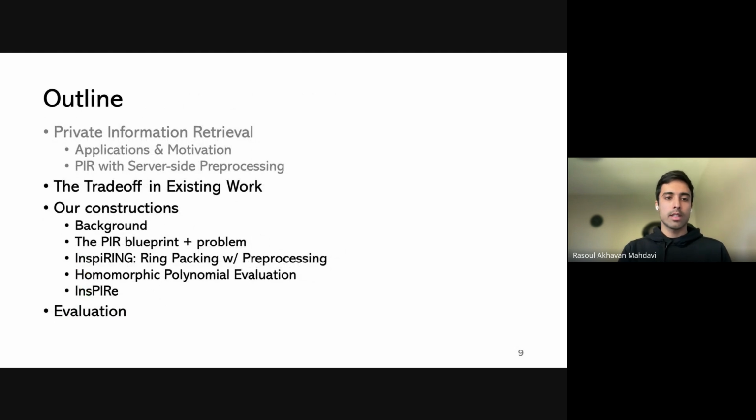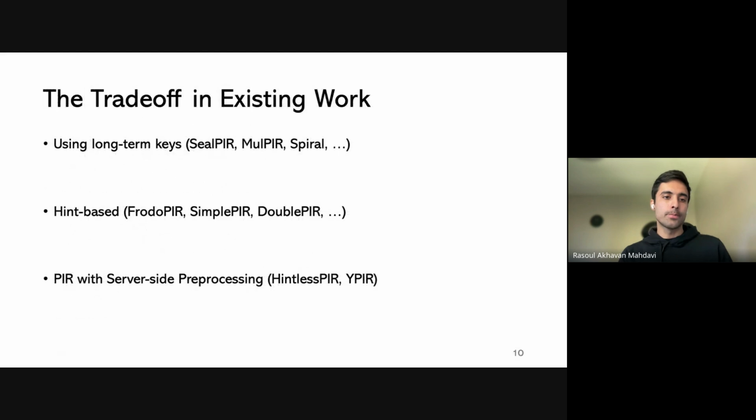Okay, so with that introduction, I'll go now on to explain the trade-offs between this paradigm that we're working in and the other works. And then I'll go into our construction, a little bit of background, the overall blueprint, and then the specific new tools that we introduce, the ring packing with preprocessing and homomorphic polynomial evaluation, and I'll put it together in the final protocol, which we call InsPIRe, and I'll end with some evaluation of our work.